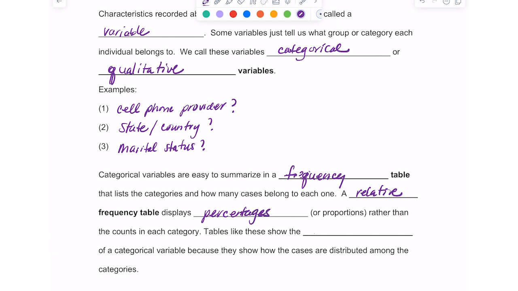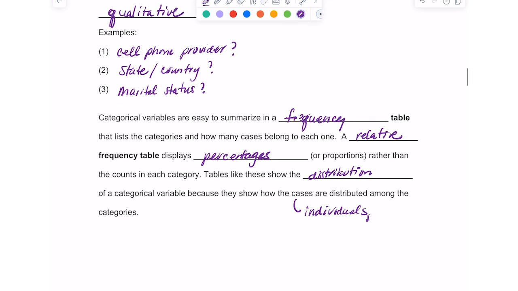Tables like these show what we call the distribution of a categorical variable because they show how the cases are distributed among the categories. And when we use this term cases, we're talking about like individuals. It could be, if you're doing an experiment, we could have like subjects and participants, etc.